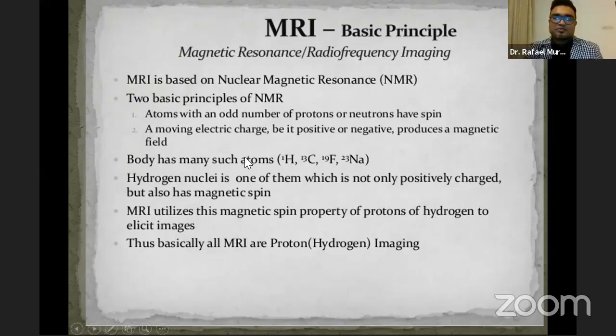So what's an MRI? The basic principles: it is magnetic resonance or radio frequency imaging. MRI is based on nuclear magnetic resonance, which is NMR. The two basic principles of MRI: number one, atoms with an odd number of protons or neutrons have spin. And a moving electric charge, positive or negative, produces a magnetic field. The body has many such atoms like hydrogen, carbon, fluoride, and sodium. Hydrogen nuclei is one of them, which is not only positively charged, but also has a magnetic spin. MRI utilizes this magnetic spin property of protons of hydrogen to elicit images. Thus, basically all MRI is proton or hydrogen imaging.